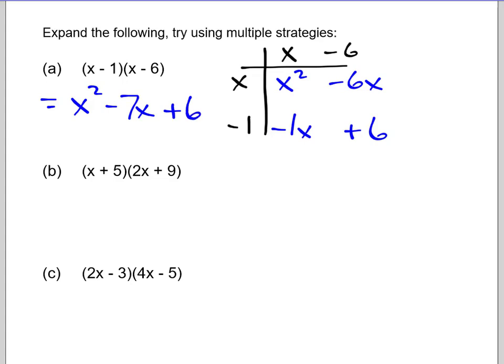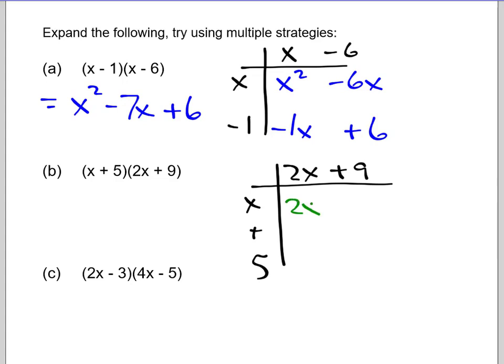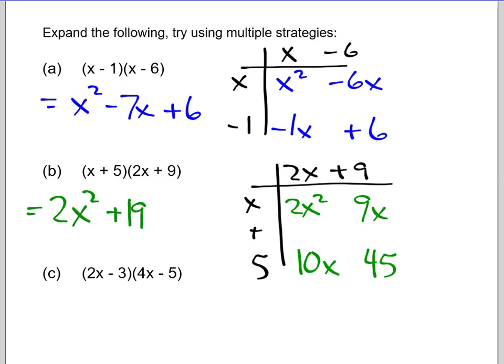Okay, I'll do the second one. I'm going to do one more with pictures, and then I'll switch up to the arrows. There's 2x plus 9, x plus 5. So now I've got to be careful here. x times 2x is 2x squared, x times 9, 9x, 5 times 2x, 10x, 5 times 9, 45. I only have 2x squareds, I have 19 x's, and I have 45 ones.